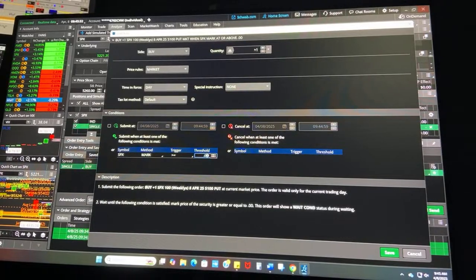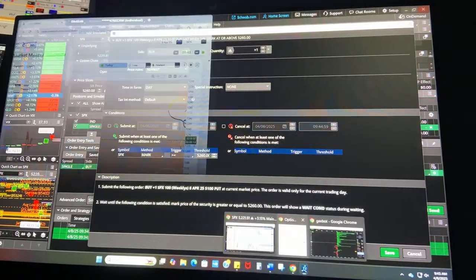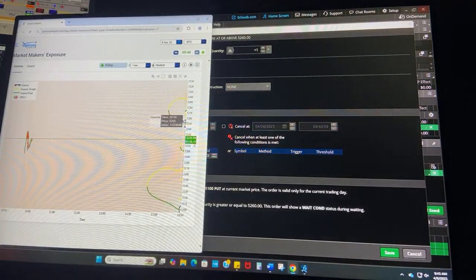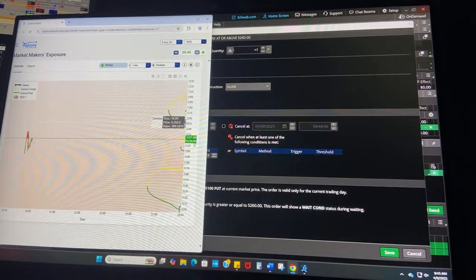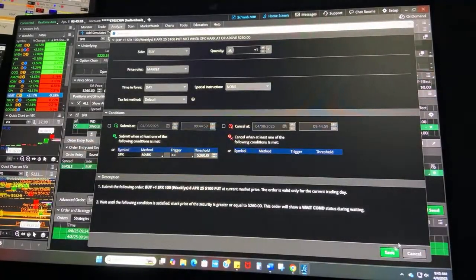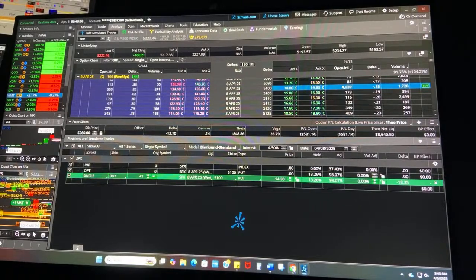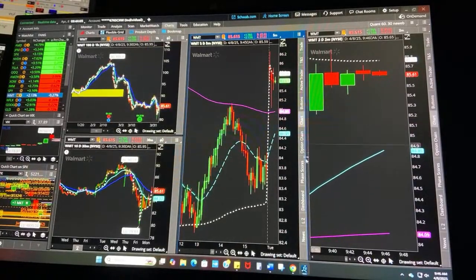Threshold being the what? 5260, that high gamma node, right there above yesterday's high for a potential trap. So we're about 13 points above yesterday's high, potentially a bull trap up there, with that gamma node letting me know that there's going to be some selling pressure potentially coming into that level. Okay, save that, put that in, and we'll see if that plays out.